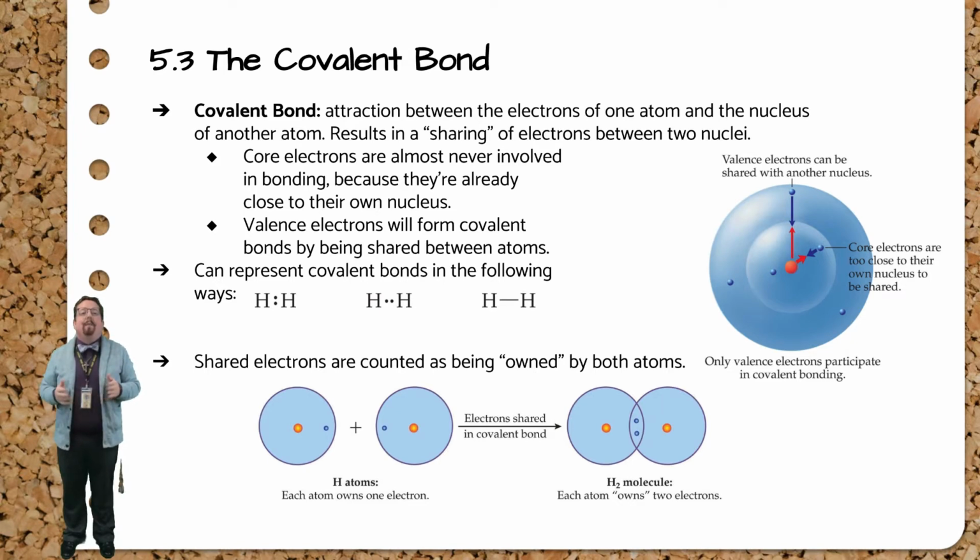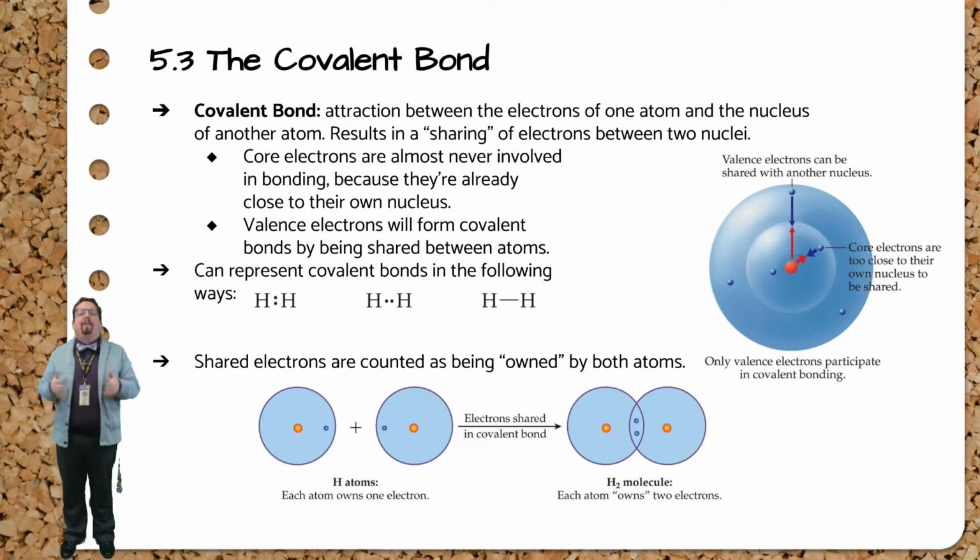A covalent bond is formed by the attraction between the electrons of one atom and the positively charged nucleus of another. When this occurs, the electrons are considered shared, as they exist largely between the two nuclei, and both atoms can claim them, so to speak. In this case, the electrons don't get transferred from one atom to the other, they're just shared between them. The only electrons that participate in covalent bonds are valence electrons. That's where the name covalent comes from. Core electrons, or those that are not in the outer shell of the atom, are too close to their own nucleus to want to be shared with another nucleus.